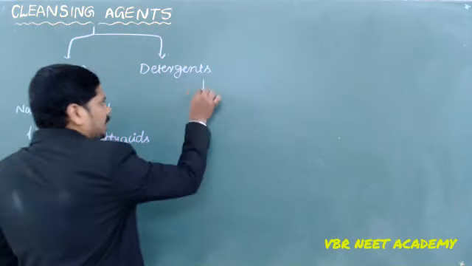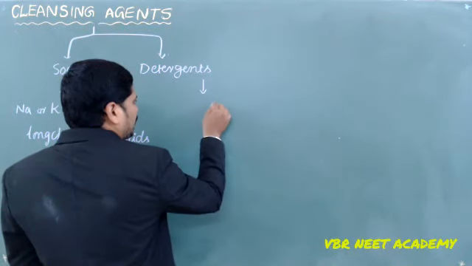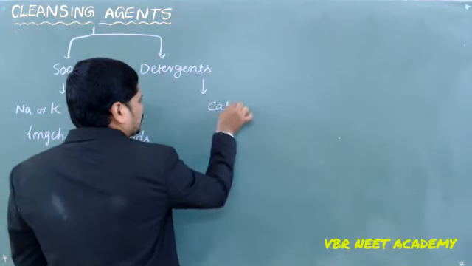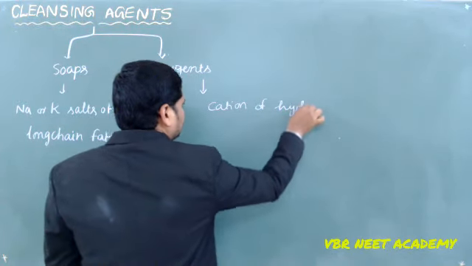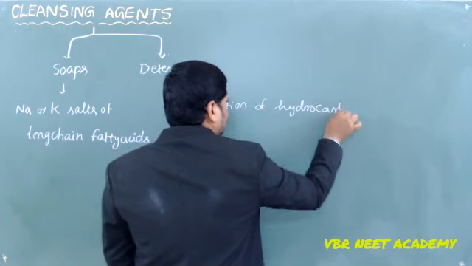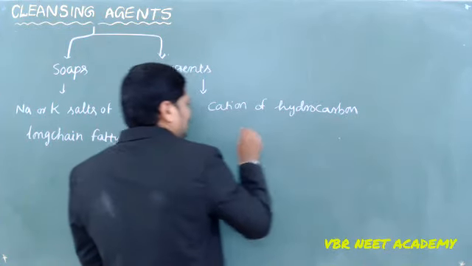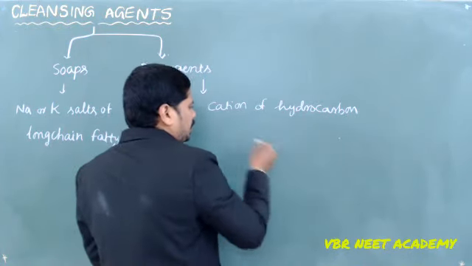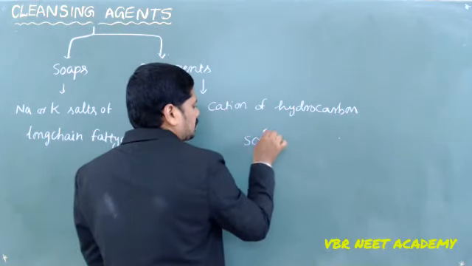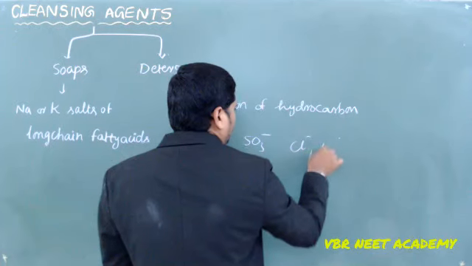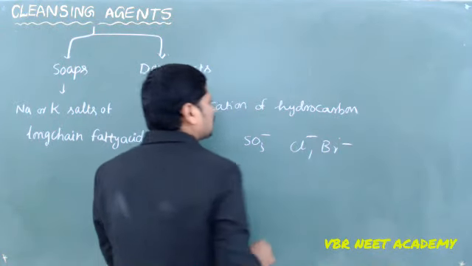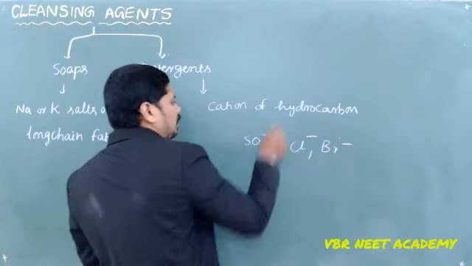Here what you can get is a cation of hydrocarbon, along with an anion such as sulfonates, or chloride or bromide, or you can also get alcohols.